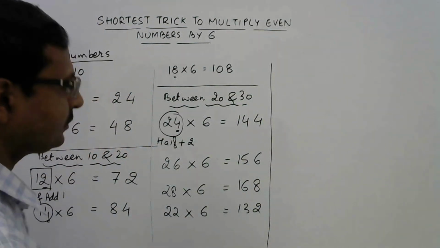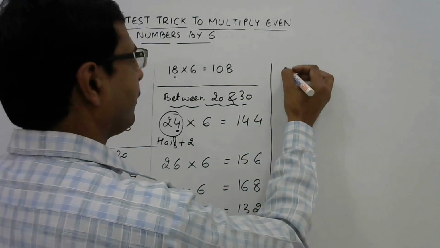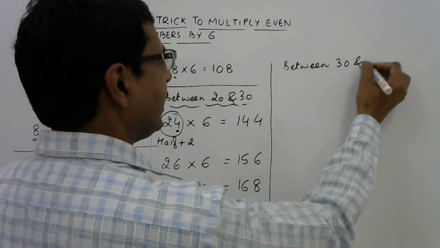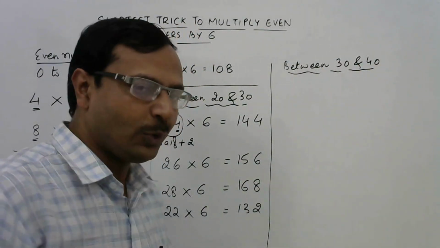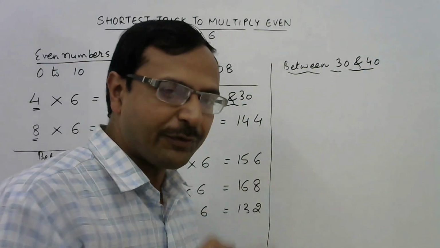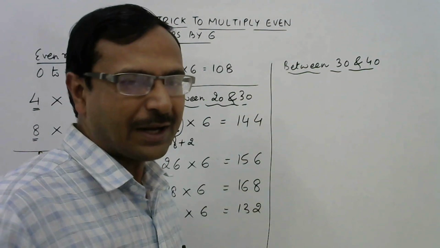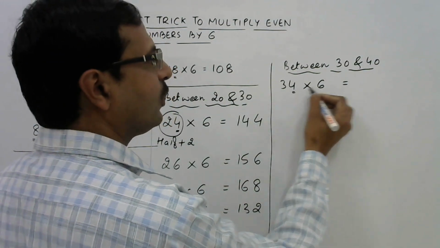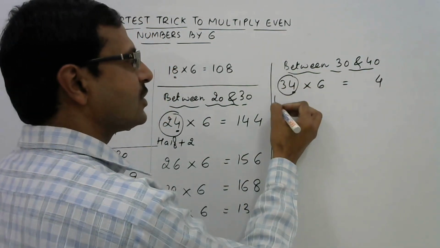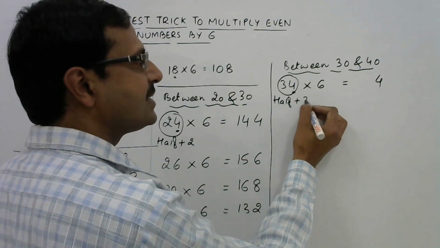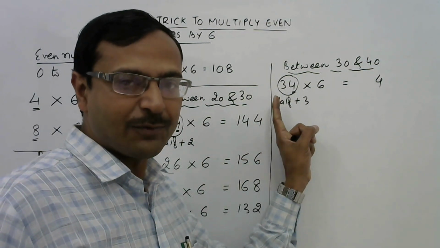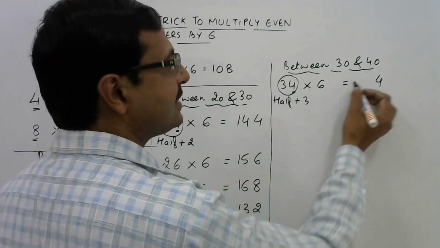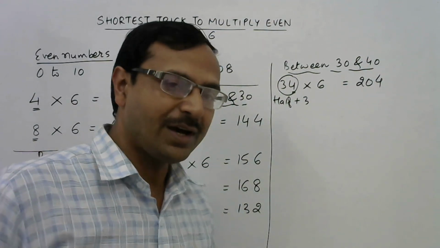Let's move on. We have numbers between 30 and 40. So now you know the rule, so you can generalize very easily. I'll move up to 50 and then leave it to you for more calculations. So 34 into 6. So we have a 4 here, half of this. Now what you have to do, half plus 3, because the number is between 30 and 40 which starts with 3. So half of 34 is 17 plus 3 is 20. So 204 is the product.